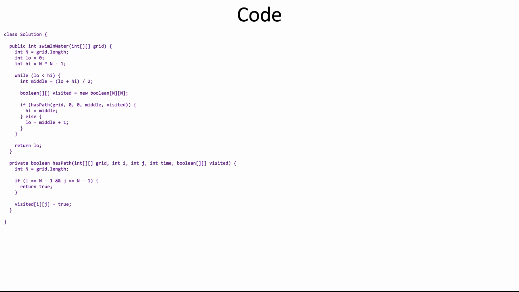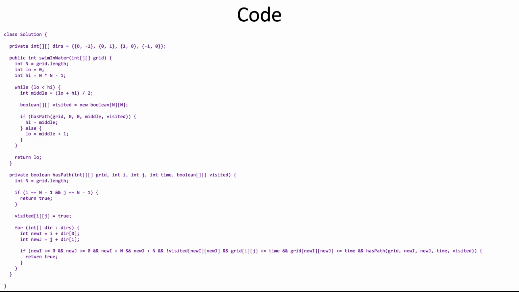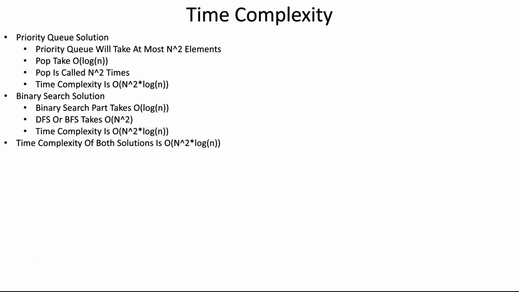Then we update the visited array by setting the current element as visited. And we have the same directions array from before. And we check each direction and call DFS of that direction. We also include a number of checks, including if that neighbor is out of bounds, if it is visited, if the time is correct, and then if all of that is true, we return true. Otherwise, we return false. Now let's look at the time complexity of both solutions.